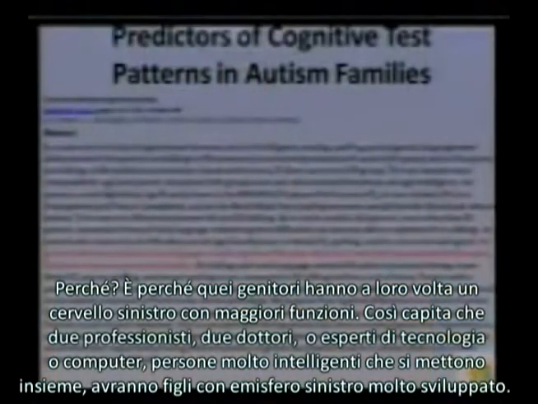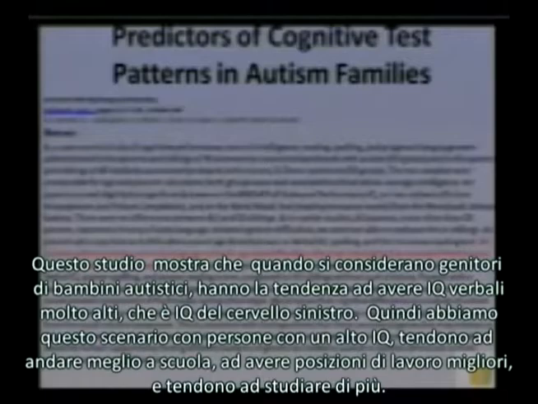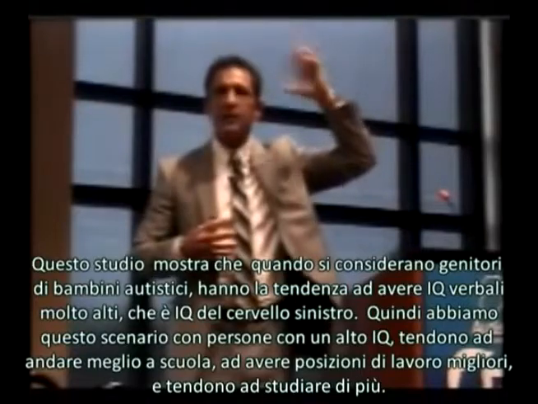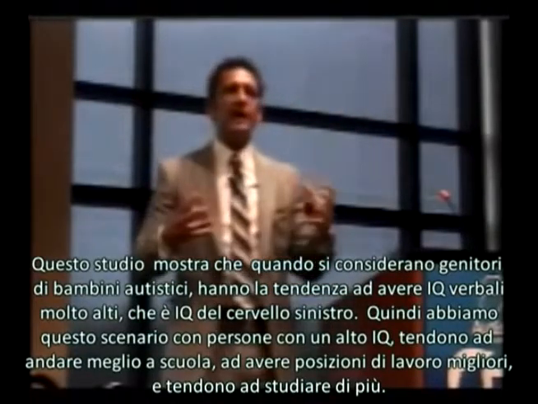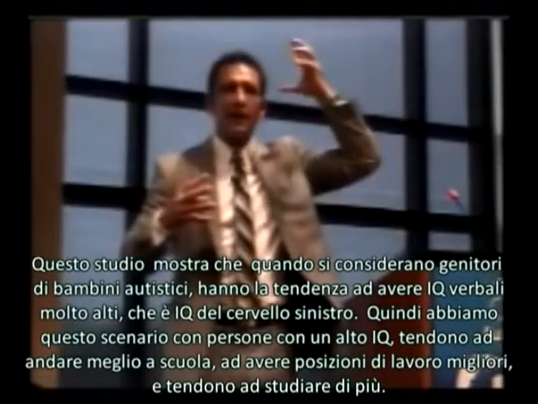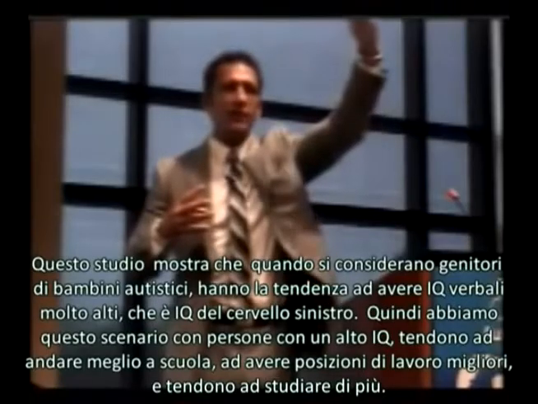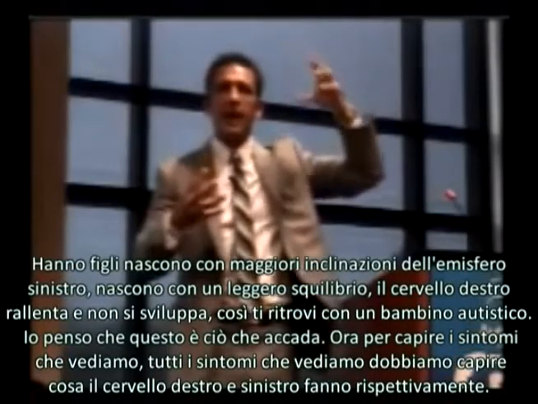So you see two professionals, two doctors, two surgeons, or people that are technology or computer-based, very highly intelligent people. They come together, they're going to have kids that are very left brain. This is a study showing that parents of children with autism have a tendency to have a higher verbal IQ, which is their left hemisphere IQ level. So you get people that come together that have higher IQ, they tend to do better in school, get better jobs, and go for more education. They have children that have more left brain skills, born with a little bit of an imbalance, and then their right brain is not developing, and now you get autism. This is what I believe is actually happening.